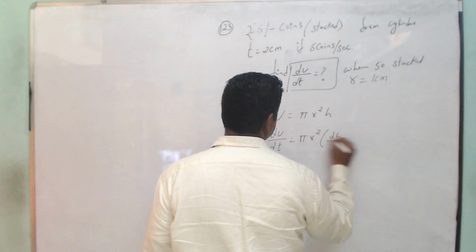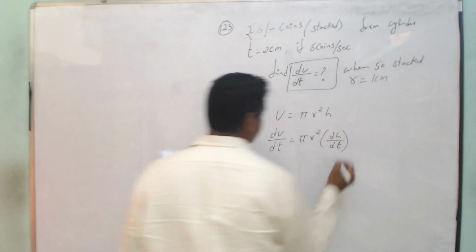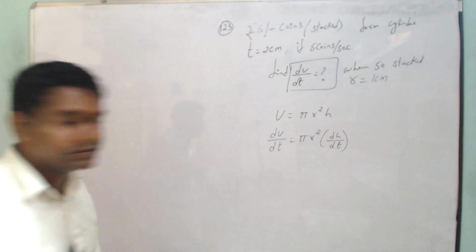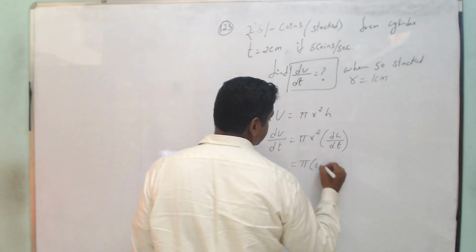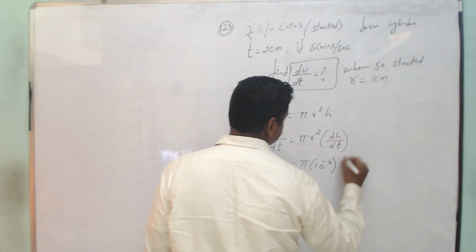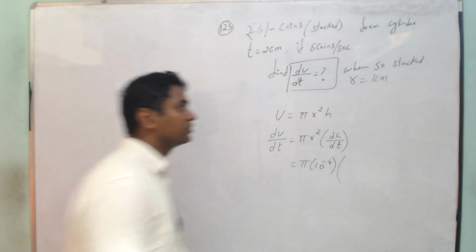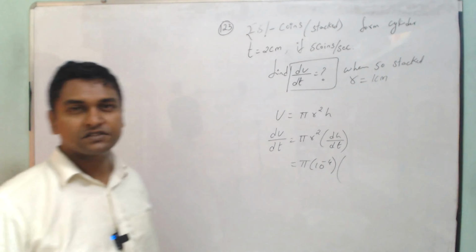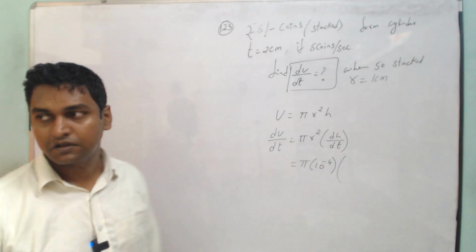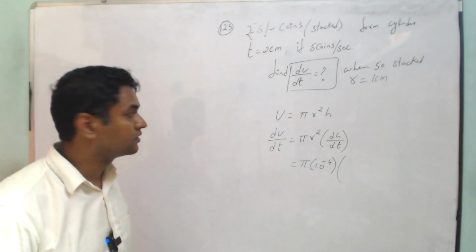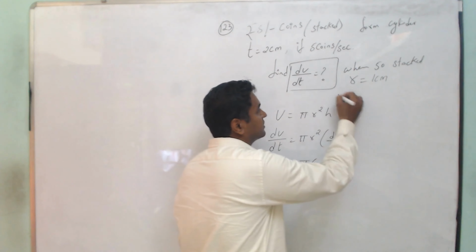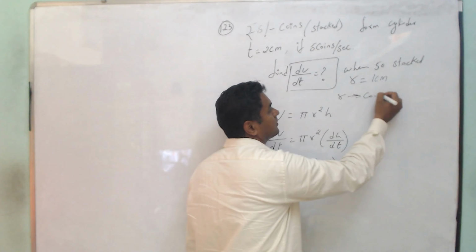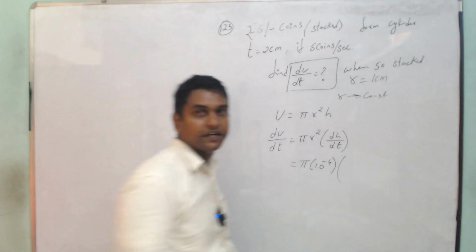So you just get it like this, right? dv by dt is pi r square into dh by dt. Is it 2 pi r dh by dt? No, v is pi r square, but r is a constant. Every coin has a constant radius.